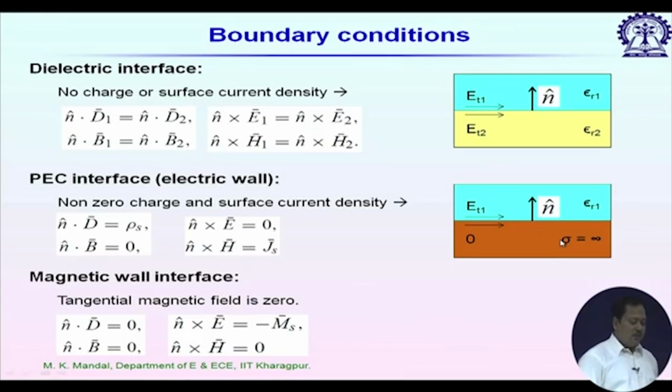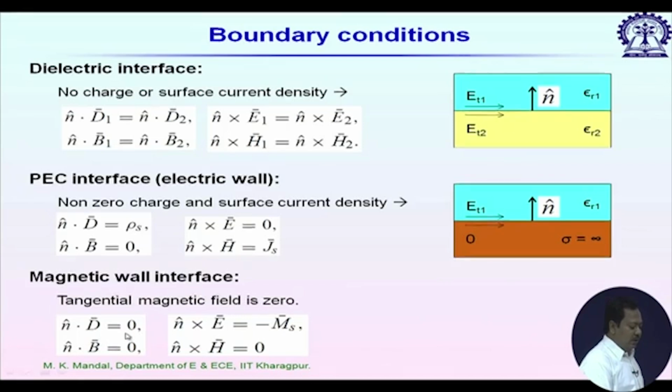Similarly, we may have a magnetic wall interface. Sometimes we call it open circuit condition. For the magnetic wall interface, we have tangential magnetic field 0, and the relationships are given here. Normal component of D is 0, normal component of B is 0, and the tangential component of electric field is discontinuous by an imaginary magnetic surface current density, and the tangential component of H is 0.